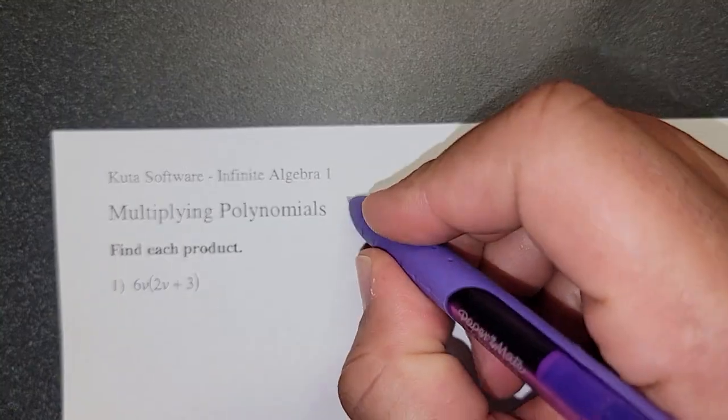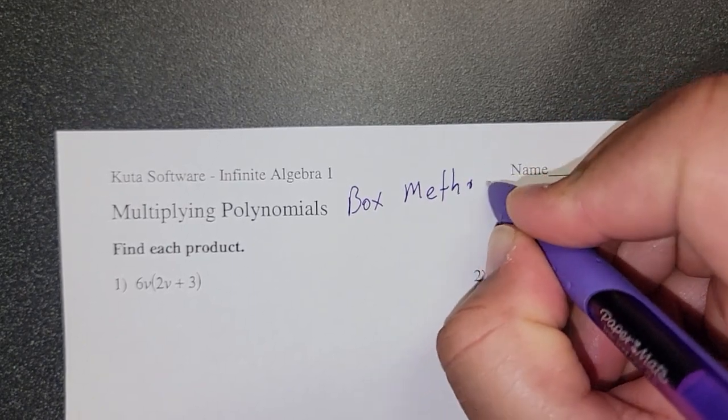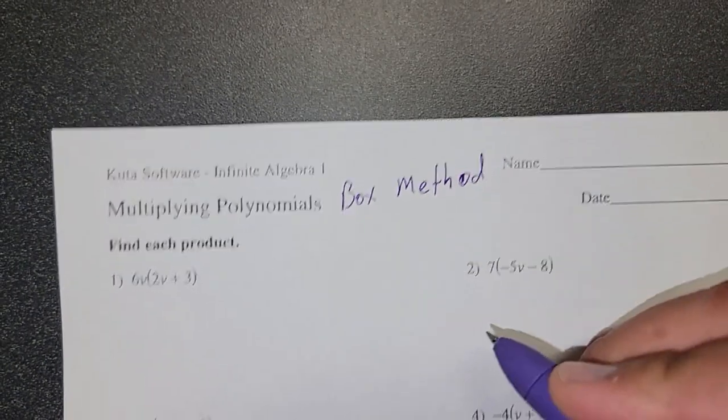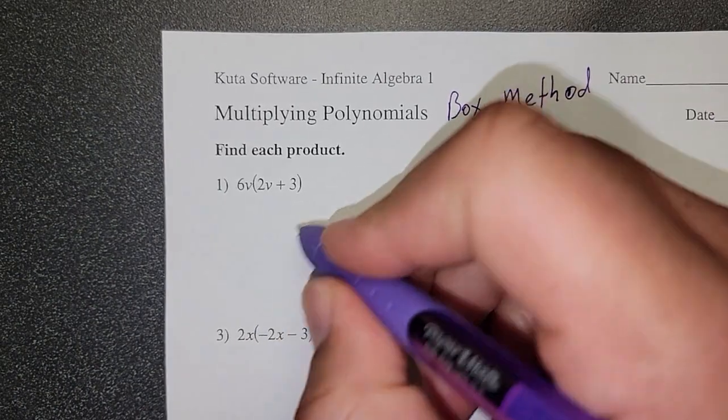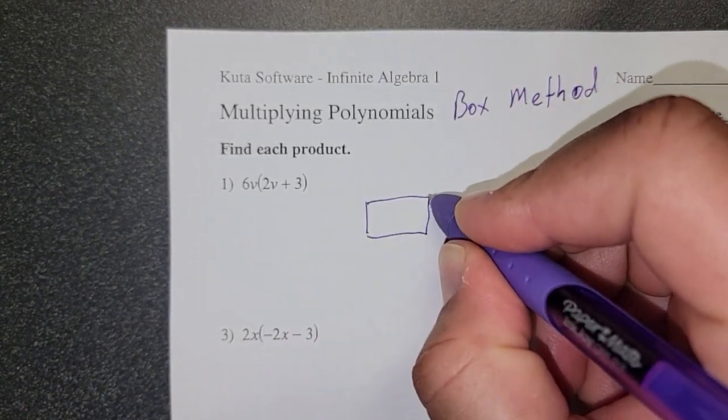All right, so we're going to multiply polynomials. We're going to use what we call the box method. In science, these are called Punnett squares for DNA purposes. So basically, I'm going to go ahead and look at my problem.